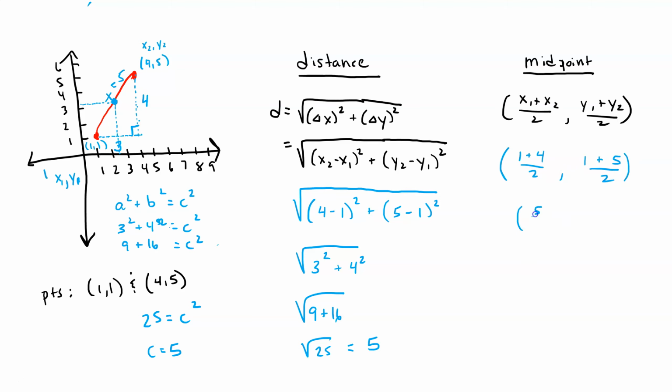So we end up with 5 divided by 2, comma, 6 divided by 2. 5 divided by 2, you could leave it like that, or you could report it in decimal form as 2.5, and then 6 divided by 2 is 3. So actually that did come out fairly close to our prediction. We predicted 2.5 for the x, and then it looks like it's a little bit over 3 for the y value, but that's just because I didn't do my drawing perfectly. So actually the midpoint is 2.5 and then exactly on the number 3.